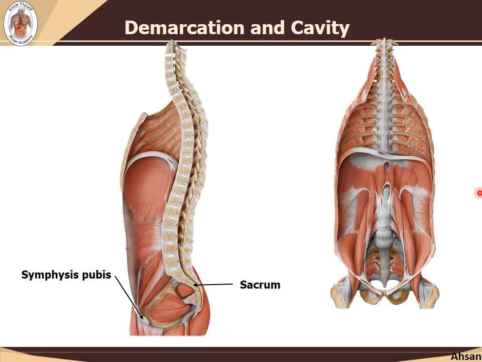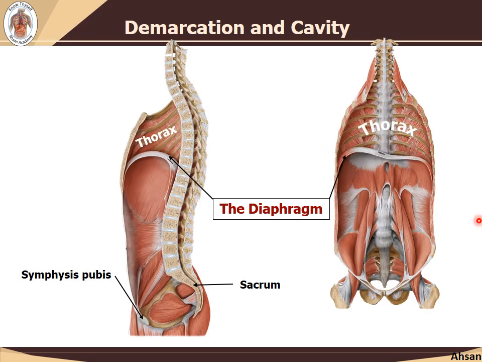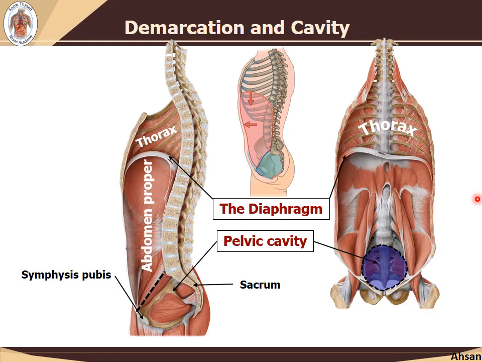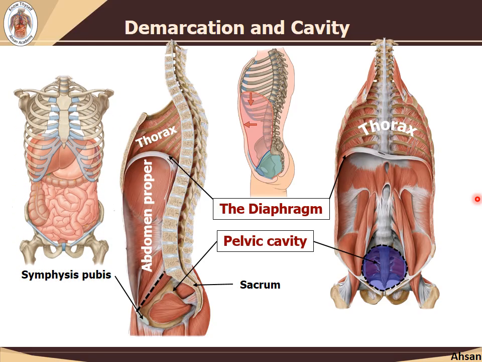Now we can see the area, this is the diaphragm in a better view. Above this is the thorax, and below this we have to draw another line from the sacral promontory to the upper part of the pubic symphysis. This is the inlet region. I am drawing here, shading this area. This is the inlet of the pelvis. Below this inlet is the pelvic cavity, and this is the abdomen proper. So this one is the pelvic cavity. So this is the overview of this abdominopelvic region.